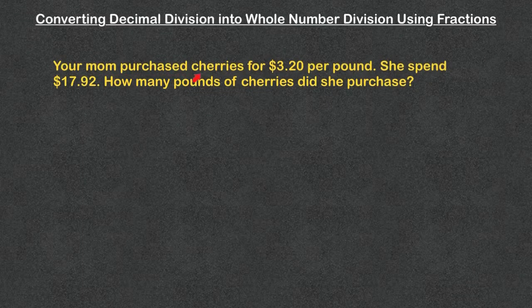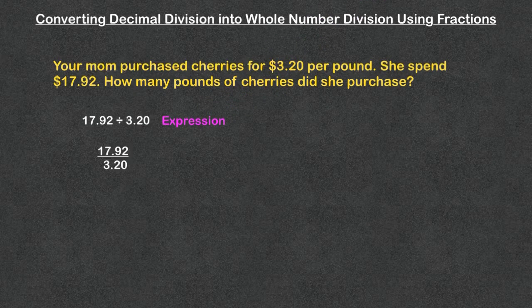Your mom purchased cherries for $3.20 per pound. She spent $17.92. How many pounds of cherries did she purchase? To determine the amount of pounds, we're going to be using the expression of $17.92 divided by $3.20, and we call this an expression.